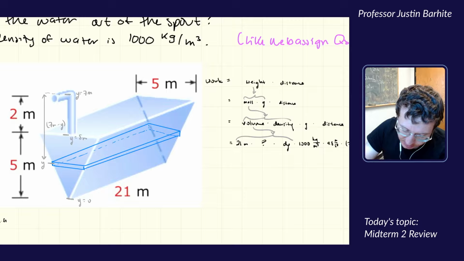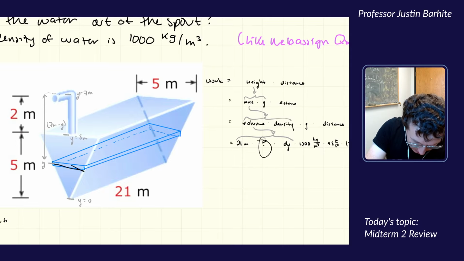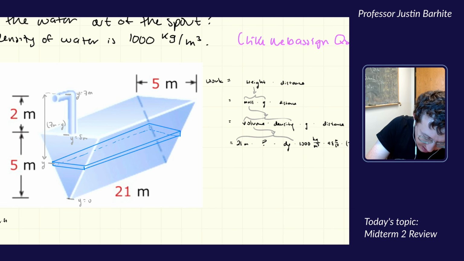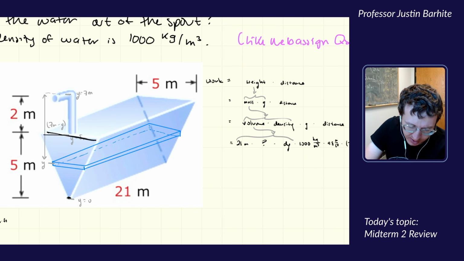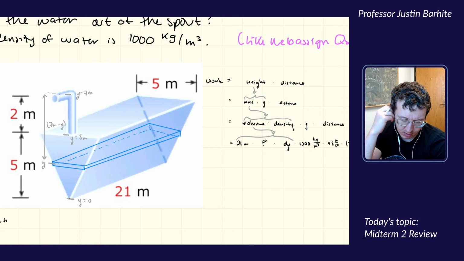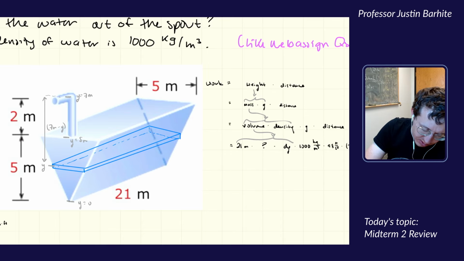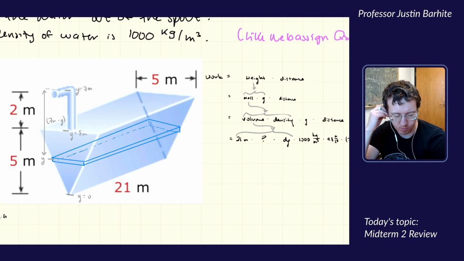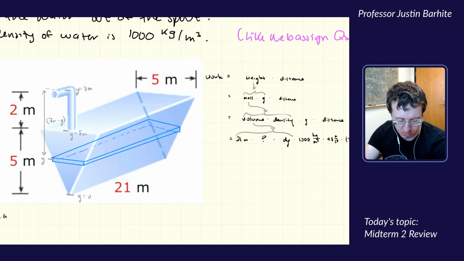Okay, so we still need to find the width here. So the width increases from 0 at the bottom of the tank to 5 meters at the top of the tank as the height increases from 0 to 5. Actually, that means the width is equal to the height.